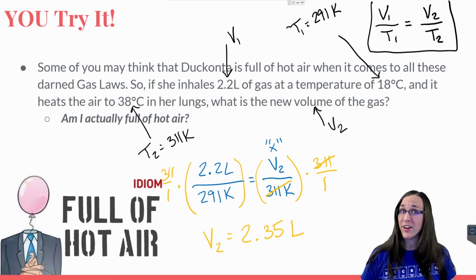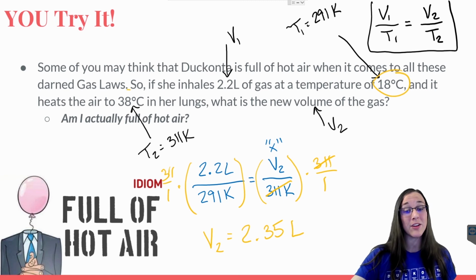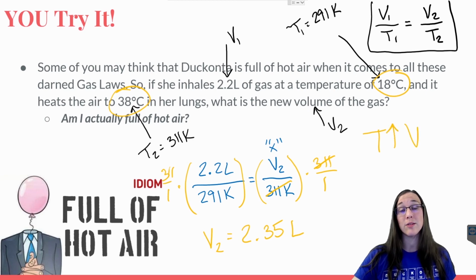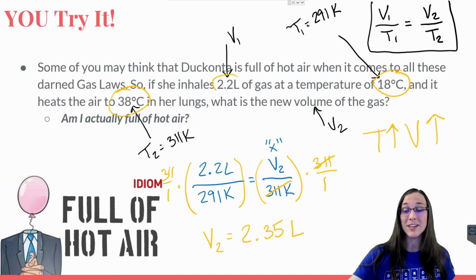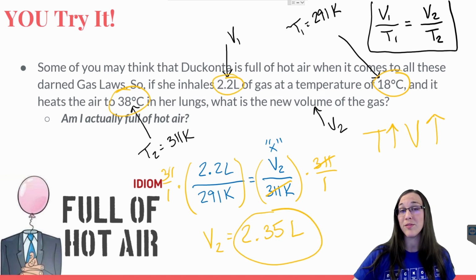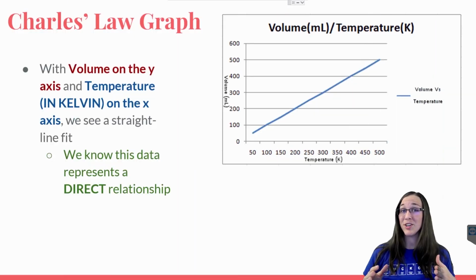Make sure you always check your understanding to see if it makes sense conceptually. Here, we started at 18 degrees Celsius and we increased temperature. We know that Charles' Law is a direct relationship, so as temperature increases, the volume should also increase. Since we started at 2.2 liters and we ended up with 2.35 liters, we know the volume increased, we know we did it right.